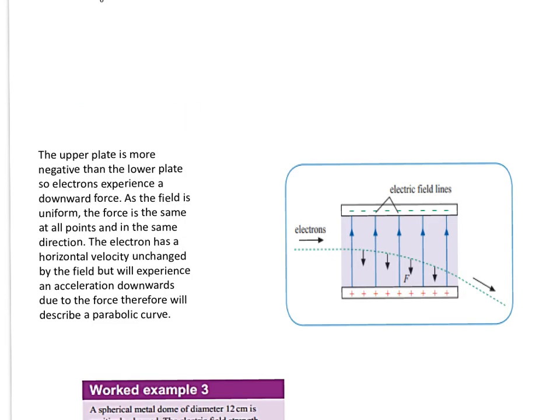This is an example of a uniform field, and as you can see, the electron has a horizontal velocity going to the right, which is unchanged by the field because it's perpendicular to it. However, the force on the electron is downwards, so it accelerates the electron down towards the bottom plate, towards the positive plate, and that forms a parabolic shape when it travels through this field.